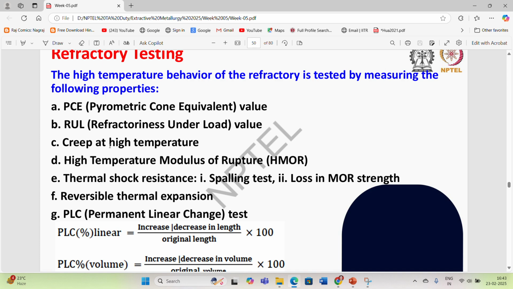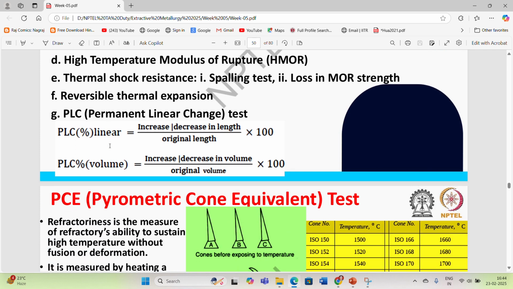So how to test the refractive material? The high temperature behavior of the refractive is tested by measuring the following properties: PCE, the pyrometric cone equivalent value; refractiveness under load value; creep at high temperature; modulus of rupture; thermal shock resistance, which is generally tested with the help of the Spalling test or loss in MOR strength; reversible thermal expansion; and PLC, which is known as permanent linear change test. PLC percent linear is increase or decrease in length divided by original length into 100. PLC volume can be determined as increase or decrease in volume divided by original volume.